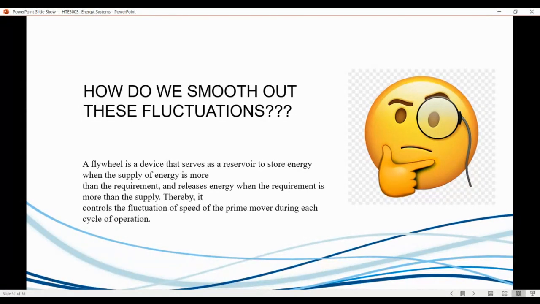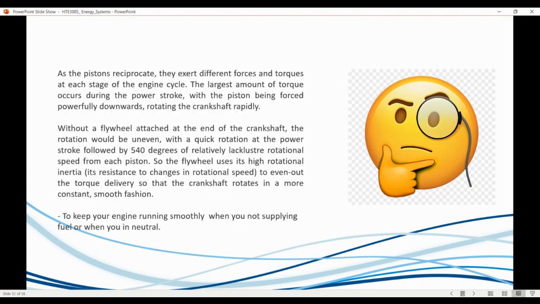We smooth the fluctuations by something called the flywheel. That fluctuation which I was talking about, that's what it is. As the pistons reciprocate, they exert different forces and torques at each stage of the engine cycle. The largest amount of torque occurs at the power stroke, when the piston is being forced powerfully downwards, rotating the crankshaft rapidly. So obviously I'm repeating the same stuff, so I want it to be in your brain.